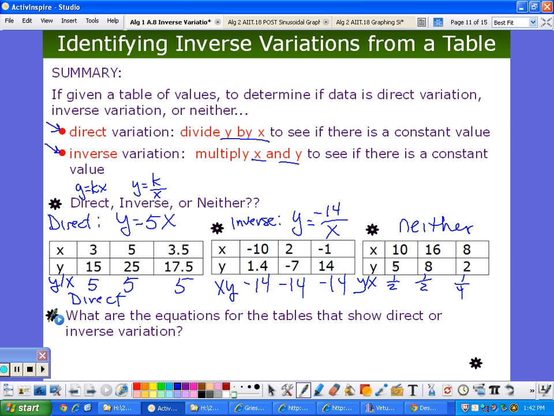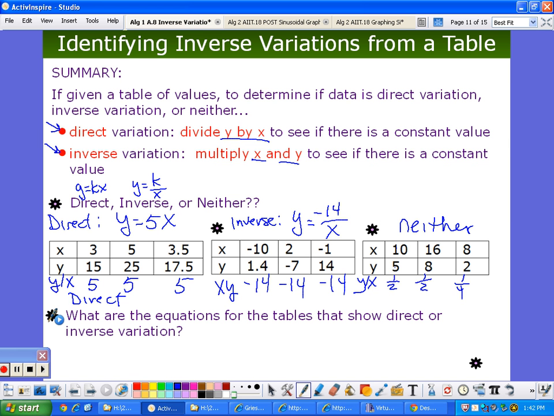So you can tell by tables, dividing y over x will tell you if it's direct. Multiplying x and y will tell you if it's inverse. Questions on that?